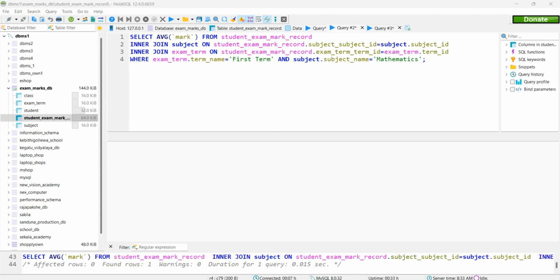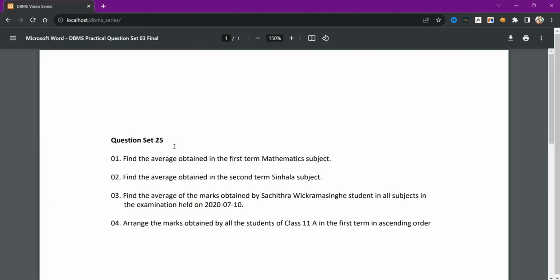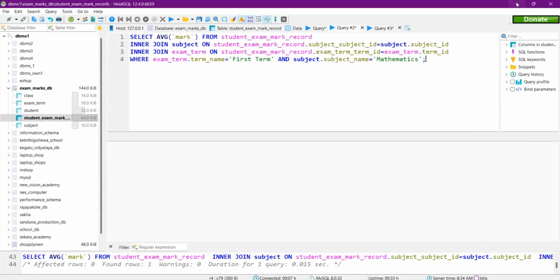When we look at the question again, they have told us to find out the average of the marks. There are three tables involved in this question: the term table, the subject table, and the mark table. If there are three tables involved in the question, we need to include those three tables in the query so we can get the answer.